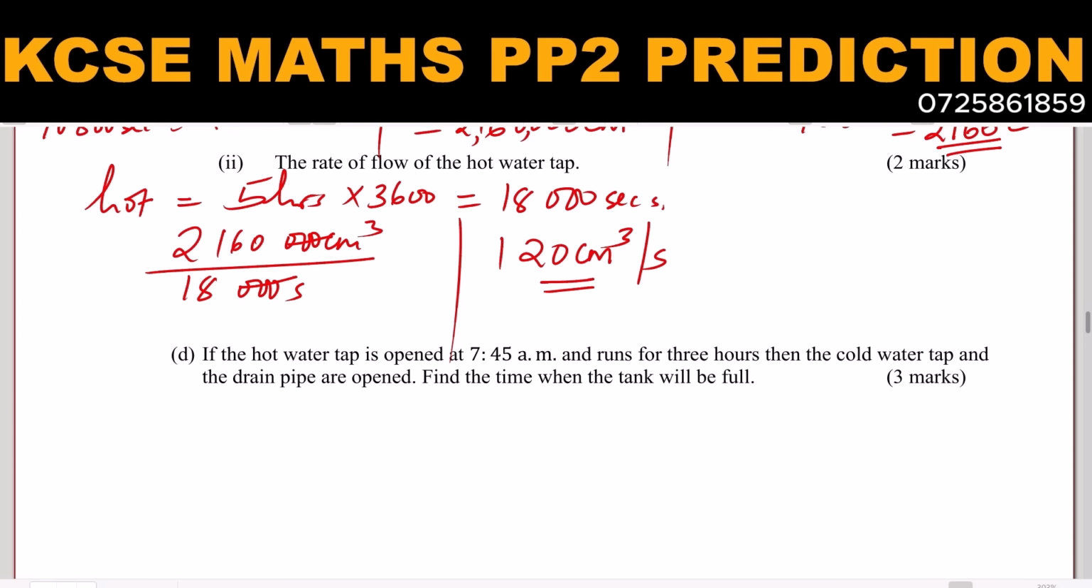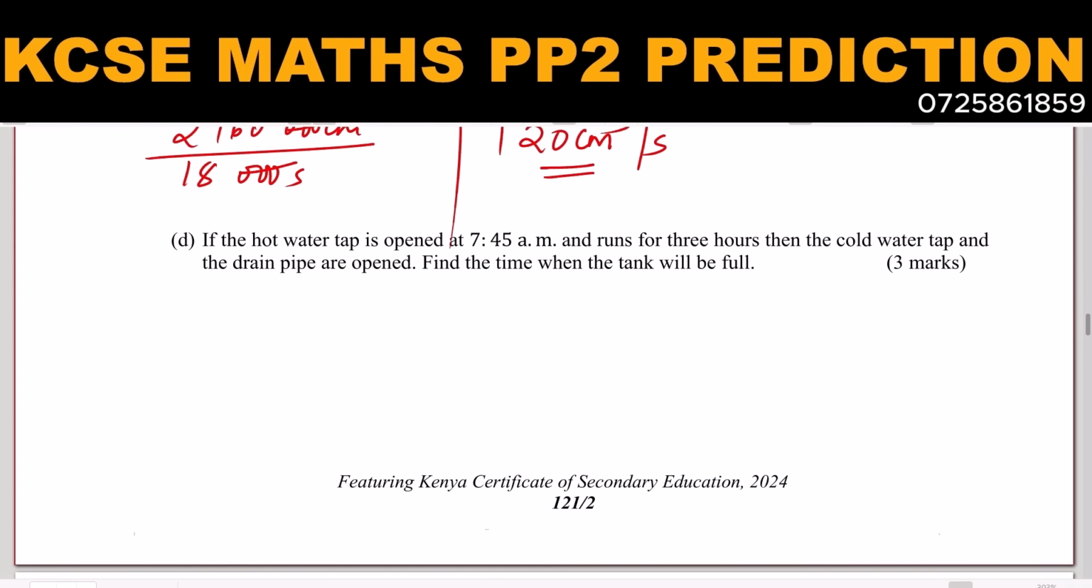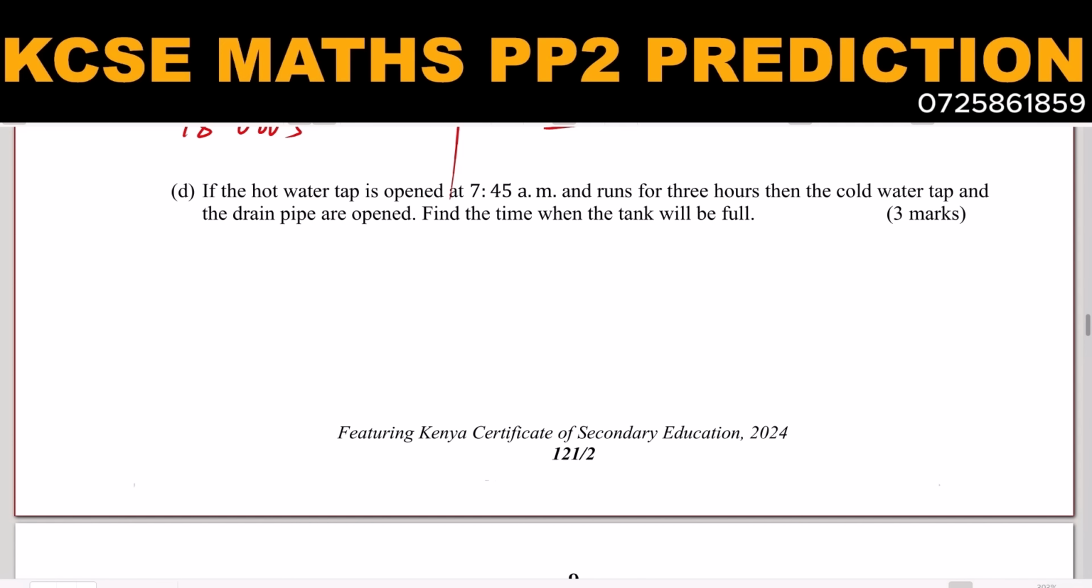Then part D. If the hot water tap is open at 7:45 a.m. and runs for 3 hours, then the cold water tap and the drain pipe are opened, find the time the tank will be full. So the hot water tap is open at 7:45 and runs for 3 hours. Remember, in 1 hour the hot water tap can fill 1/5 of the tank. So when it is left running for 3 hours, it will fill 3/5 of the tank.